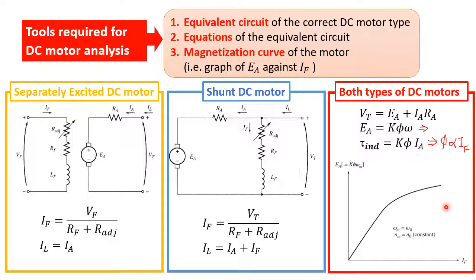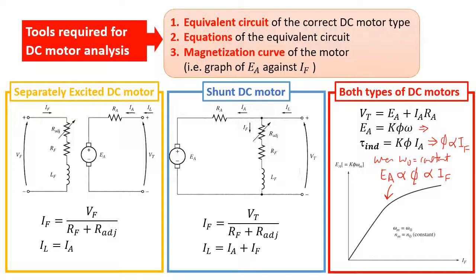And this magnetization curve is always for one specific speed. Why do we need it at one specific speed? Because when omega is constant, EA will be proportional to flux, and flux will be proportional to IF, and that is how we get this graph.